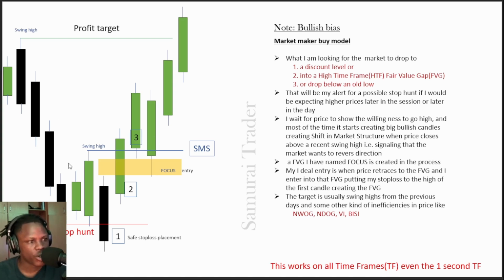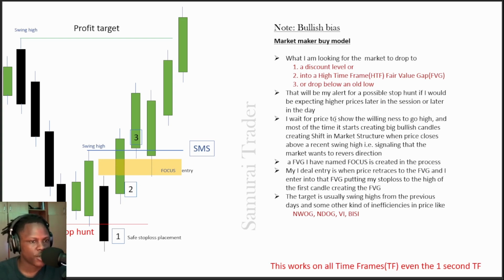The market was moving low, and then you're expecting price to retrace, creating a shift in market structure. So this will be a stop hunt. Price makes a stop hunt, retraces, closes above the swing high, creating a fair value gap. You enter into this fair value gap, toward your target.